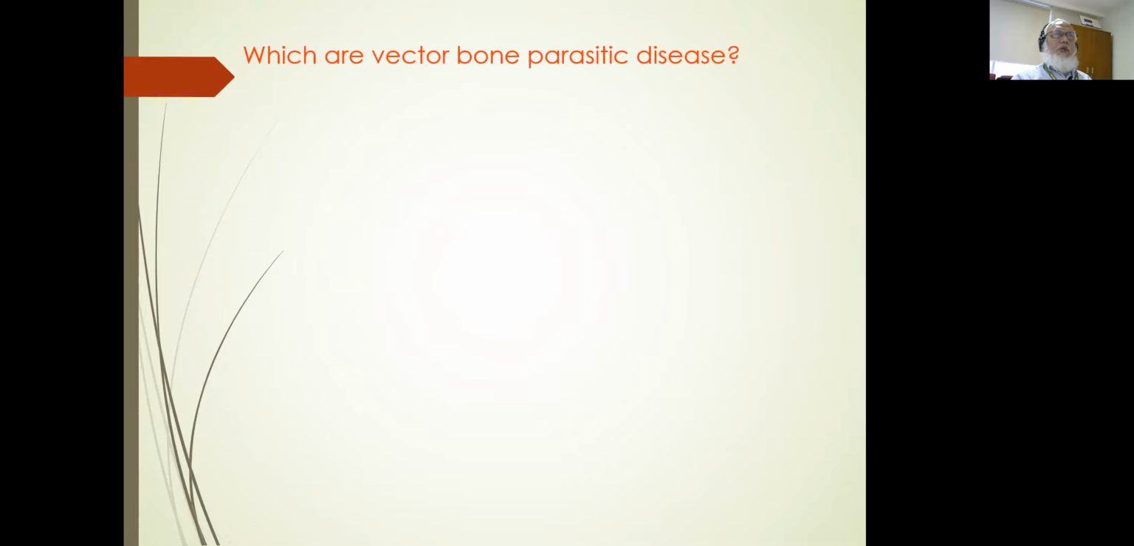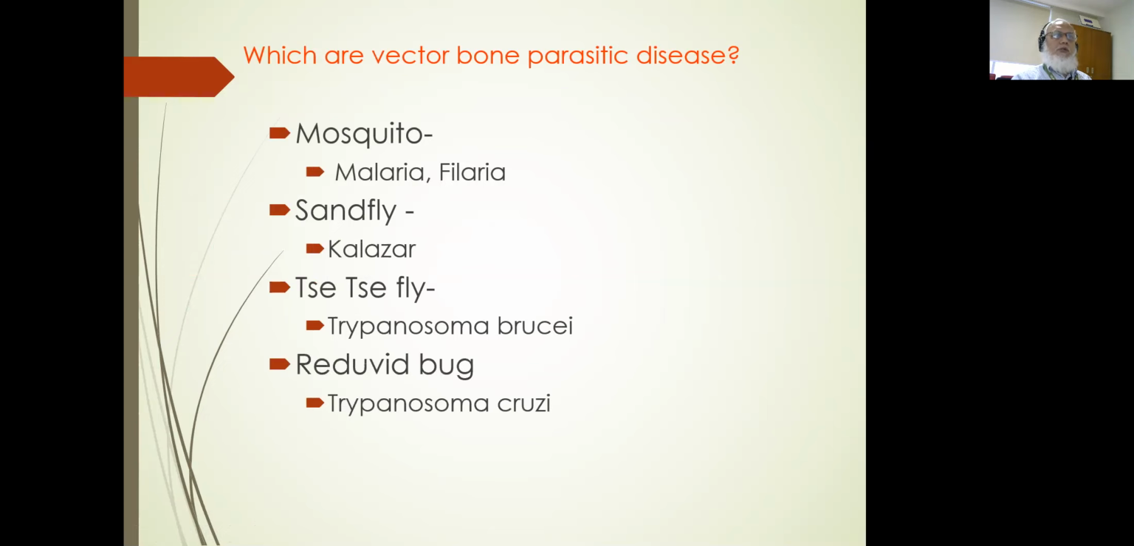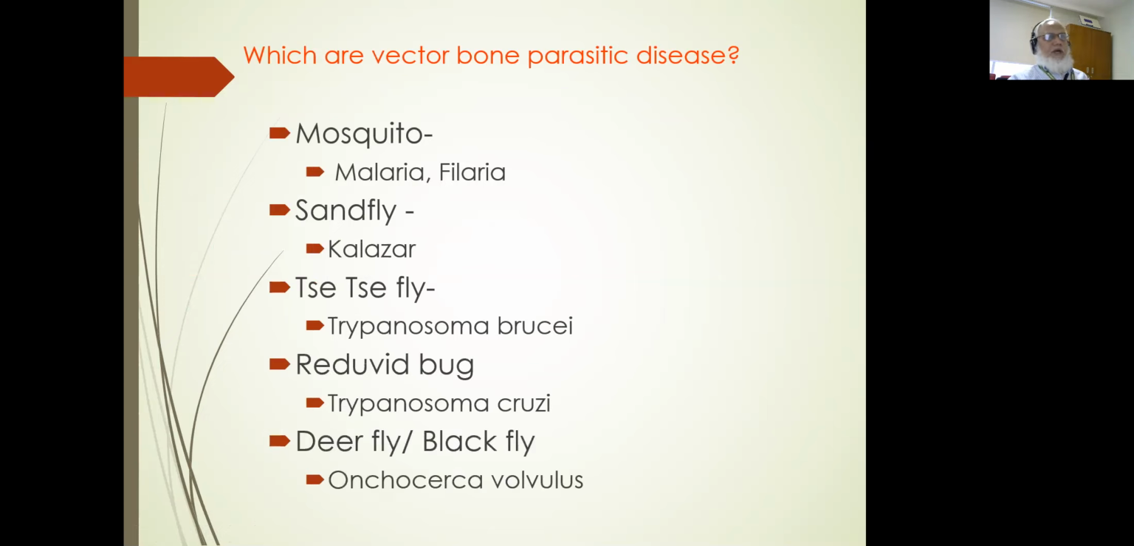Which are vector-borne parasitic diseases? Mosquito-borne malaria, filaria, sandfly-borne kala-azar, tsetse-fly-borne Trypanosoma brucei, and reduviid bug Trypanosoma cruzi. Black fly causes Onchocerca volvulus. In our country, malaria, filaria, and kala-azar are present, others are not present.